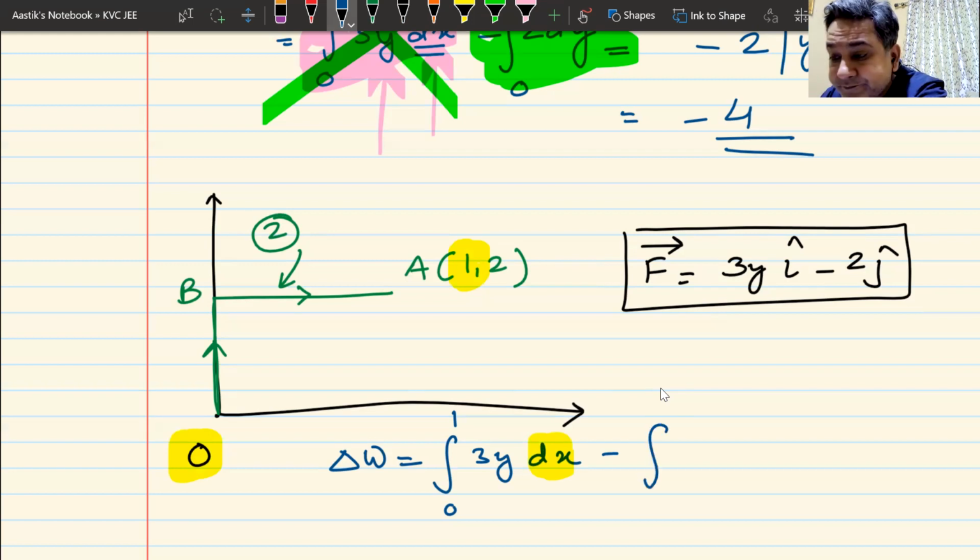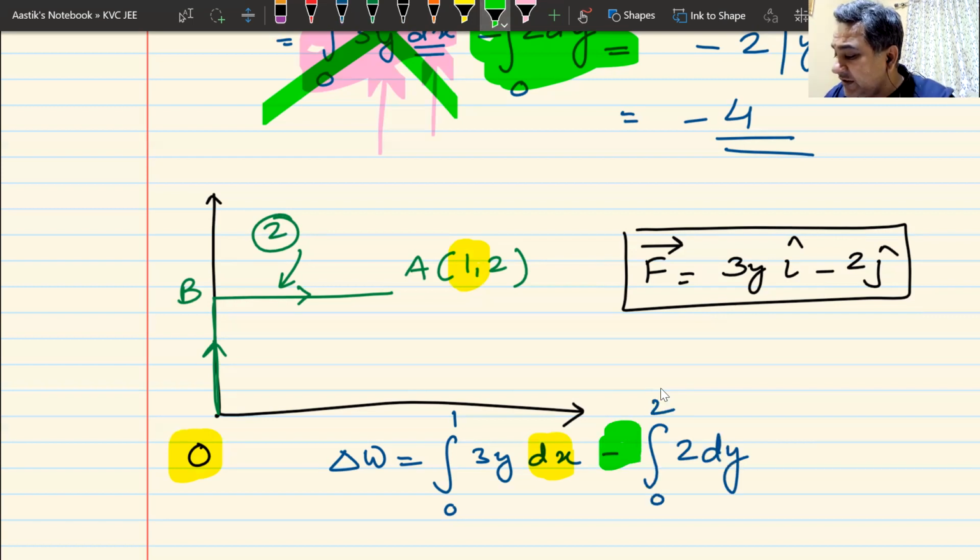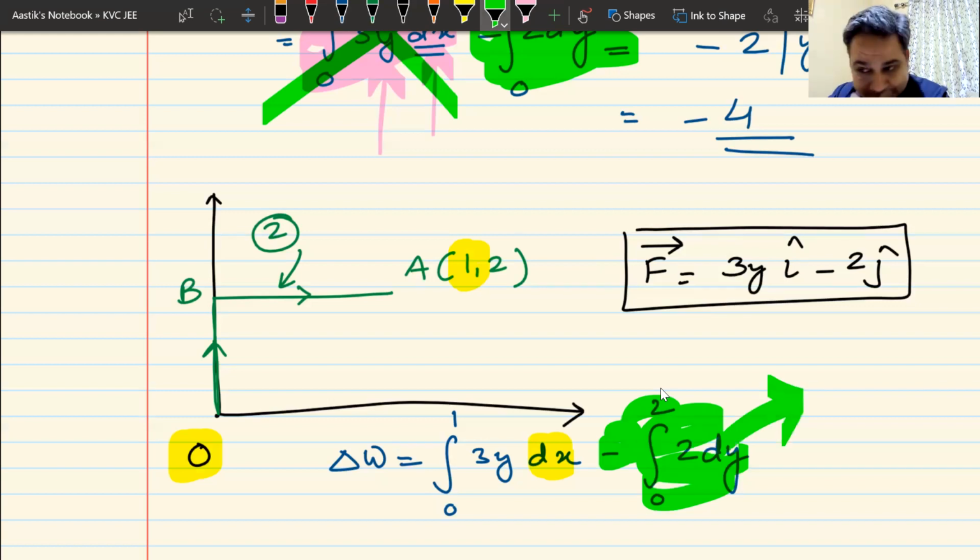2y. There is no y there. 2 dy, right? Yes, sir. 2 dy from where to where? 0 to 2. Okay. We have already calculated this integral. This integral does not change. We already know the answer for this. What is the answer for this? Tell me. Minus 4, correct? Minus 4, that is the answer we got.